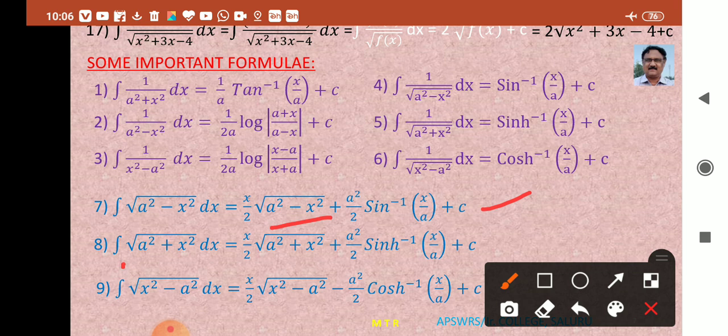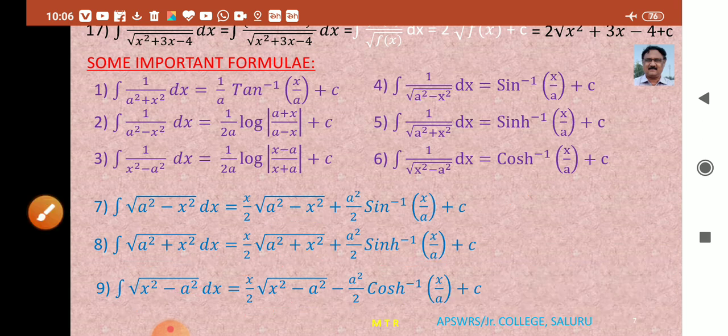This is root a square plus x square: x by 2, the same problem as it is, root a square plus x square as it is. Here the change is only here: plus a square by 2 sin h inverse x by a. Root of x square minus a square: here the same x by 2 into the given problem, minus a square by 2 cos h inverse x by a plus c. So these are the main differences of these three formulas. You must practice these 9 formulas for 7 marks problems.